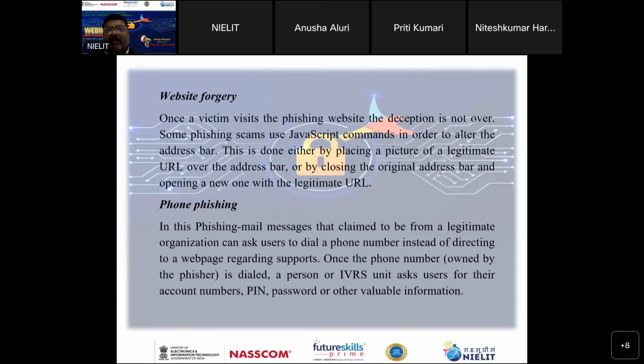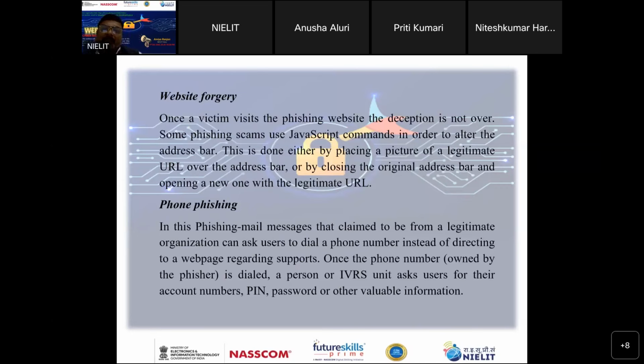Next is website forgery and phone phishing. Website forgery happens when a victim visits the phishing website. Session is not over. Some phishing scams use a JavaScript command in order to alter the address bar. This is done either by placing a picture of a legitimate URL over the address bar or by closing the original address bar and opening a new one with the legitimate URL.